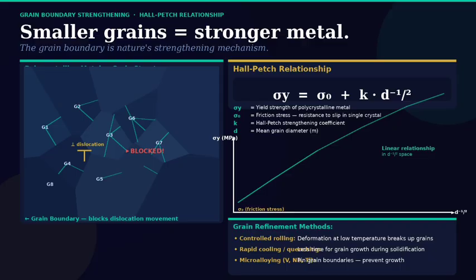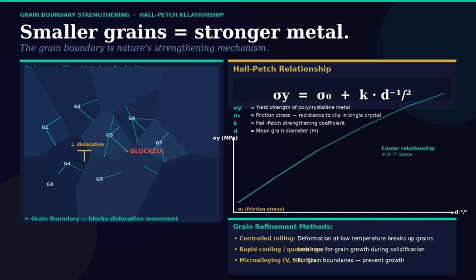When you look at steel under a microscope, it does not look like one perfect crystal. It looks like a mosaic, millions of tiny crystals called grains, each with its own orientation, packed together. The boundaries between them are grain boundaries. And grain boundaries are one of the most powerful strengthening mechanisms in metals engineering.